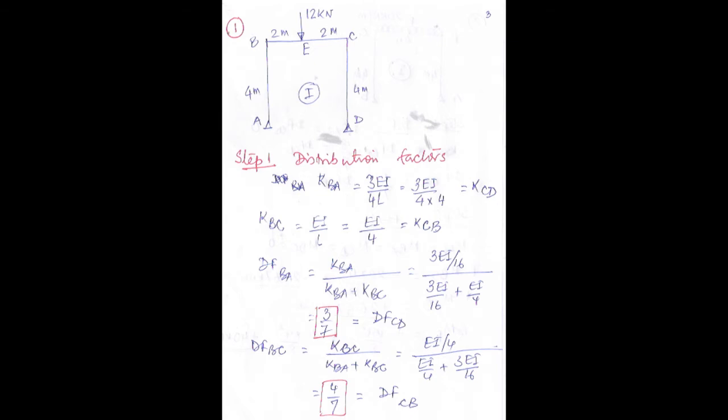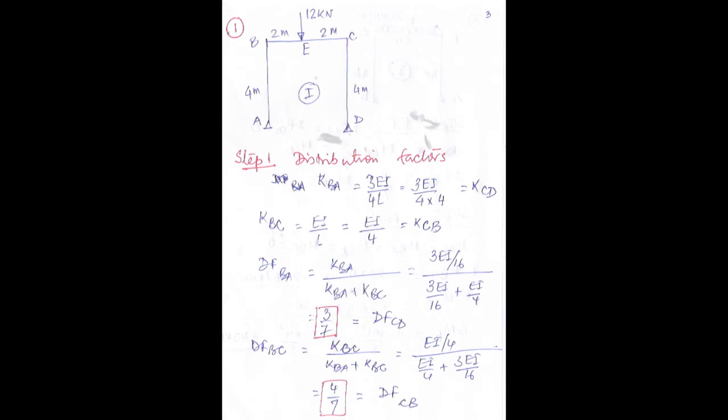Next is KBC. Stiffness of BC will be what? EI by L, as I have told that it is assumed to be a fixed joint. So EI by what is L of BC? Length of BC is 4 meter. So again BC stiffness is equal to the CB stiffness.